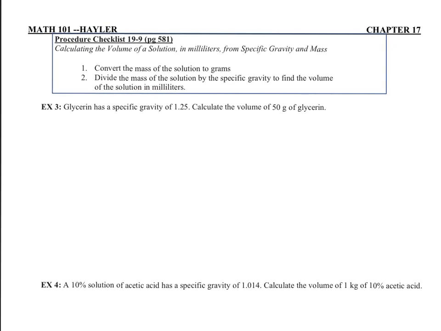Next, procedure checklist 19.9: calculating the volume of solution in milliliters from the specific gravity and mass. First step, convert the mass to grams, as usual. Then we divide the mass of the solution by the specific gravity to find the volume, which is kind of the opposite of the formula we had previously. Example 3: glycerin has a specific gravity of 1.25. Calculate the volume of 50 grams of glycerin. The mass is already in grams.